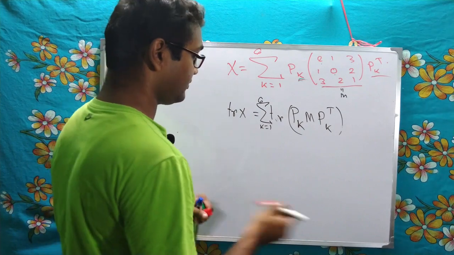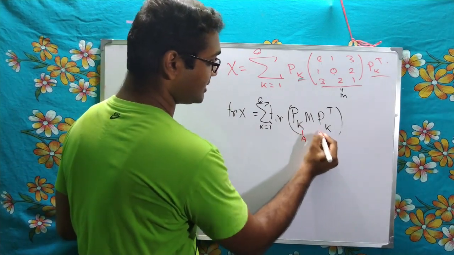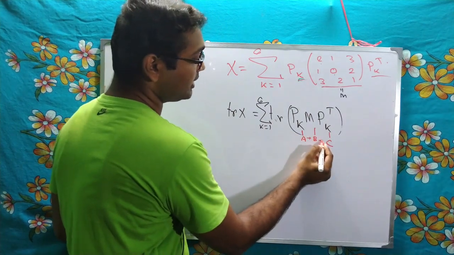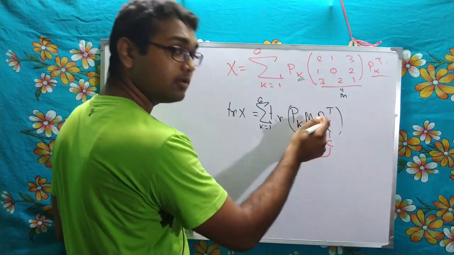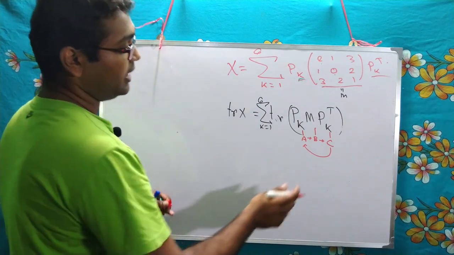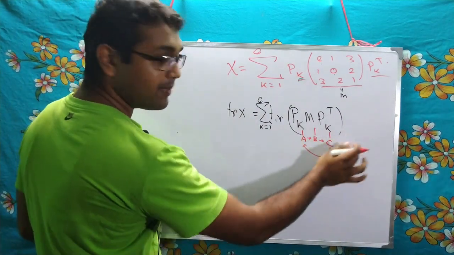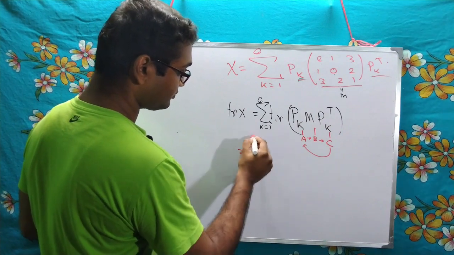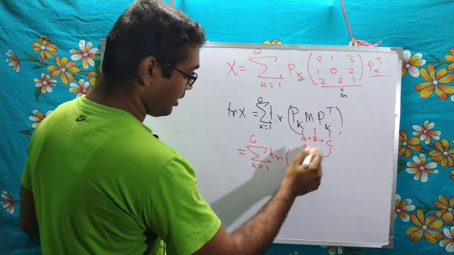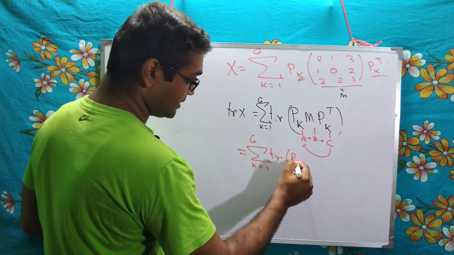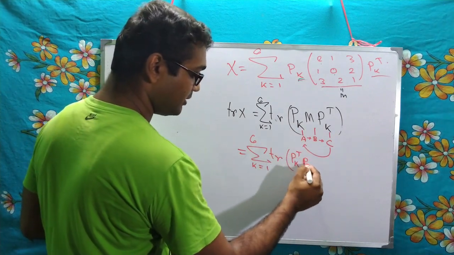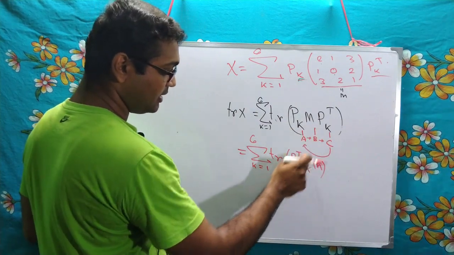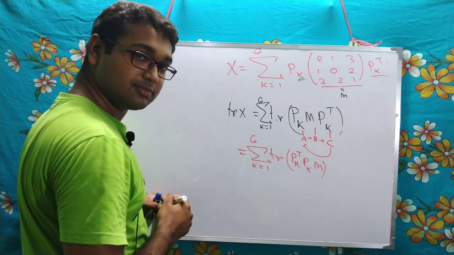Now, here, consider this as A, this as B, this as C. So what is our cycle? A, B, C, A. So I can change it in this way. Let me take C at the first place: Pk transpose, then Pk, then M. C, A, B. Clear?